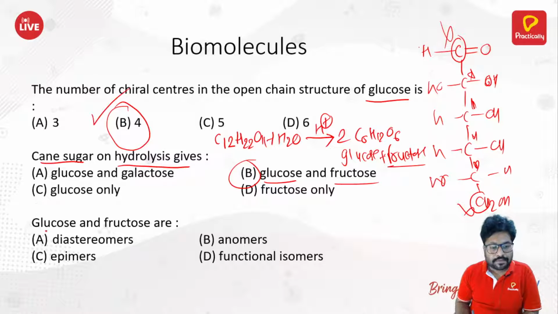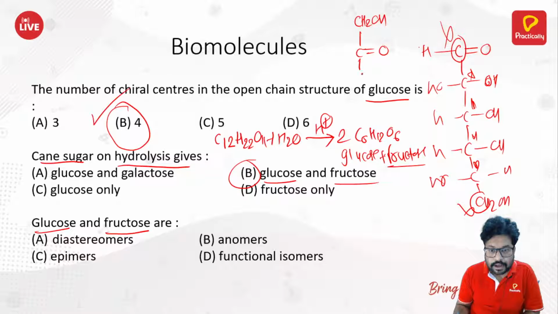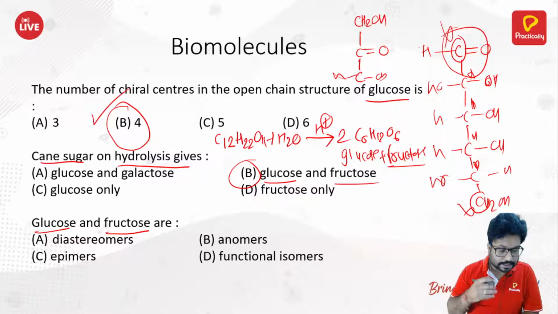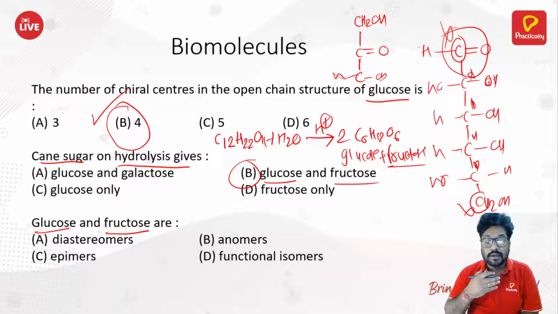And what are glucose and fructose to each other? See, the structure which I drew is just like your fructose only. The only difference is that in fructose you have a CH2OH and you have a ketonic group here. In glucose you have an aldehydic group. So their molecular formula is exactly the same. What is it? C6H12O6. But the functional groups are different.